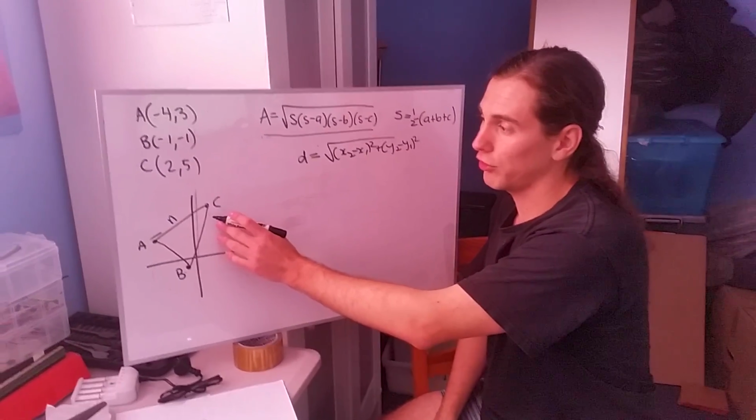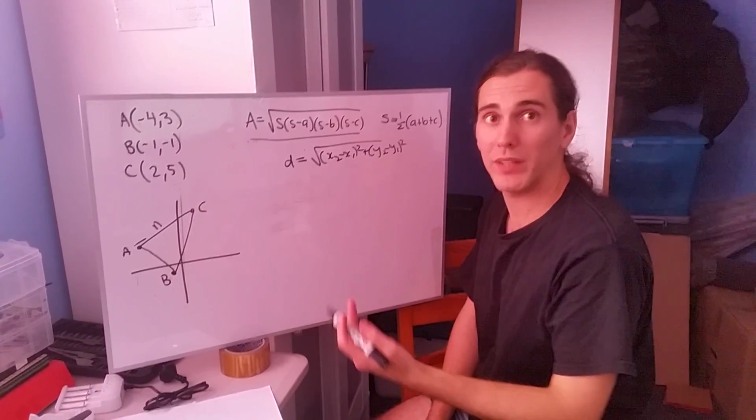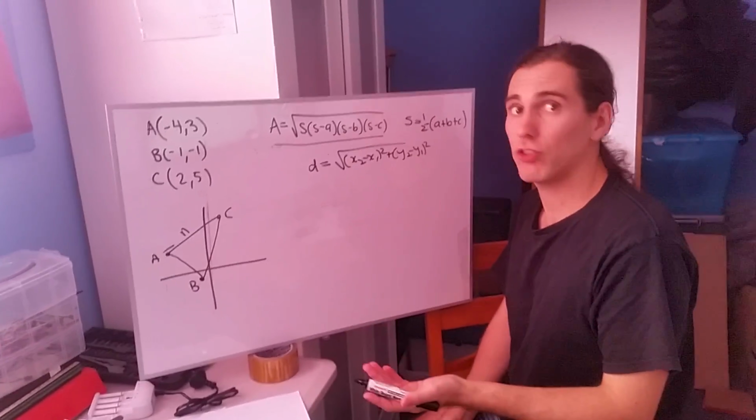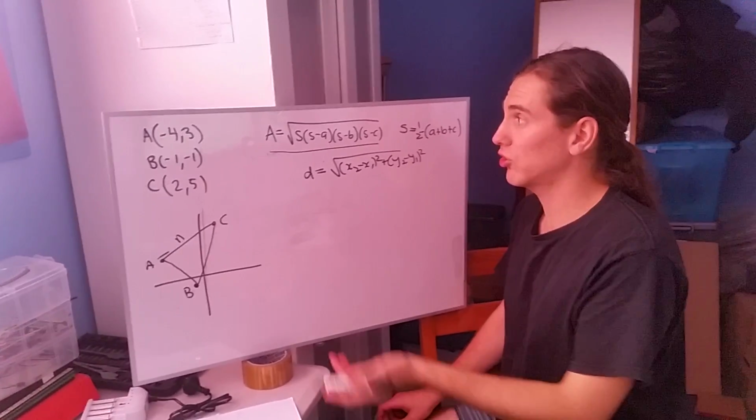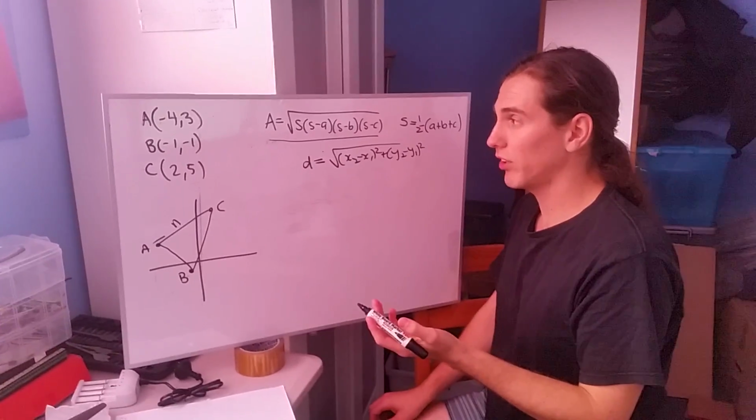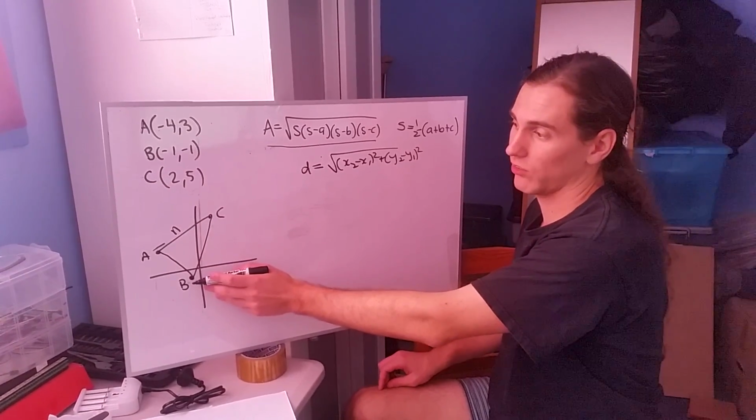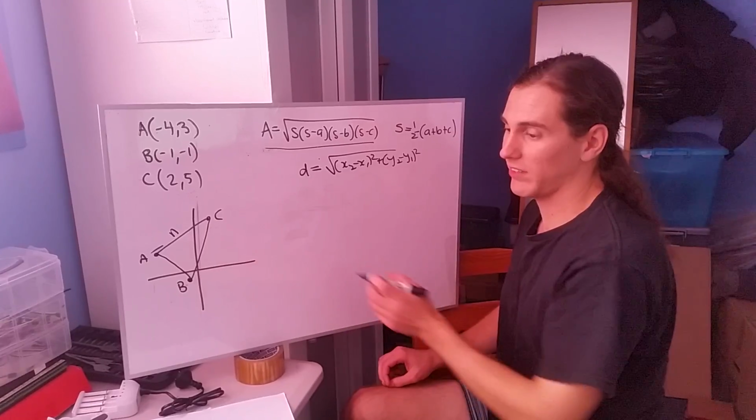Because there are no given angles, and the base and the height are not easily calculated, what I've chosen to do is solve this question through Heron's formula, which is given up here. The first step to solve this question by using Heron's formula is to calculate the distances of each of the three sides, so AB, BC, and AC.